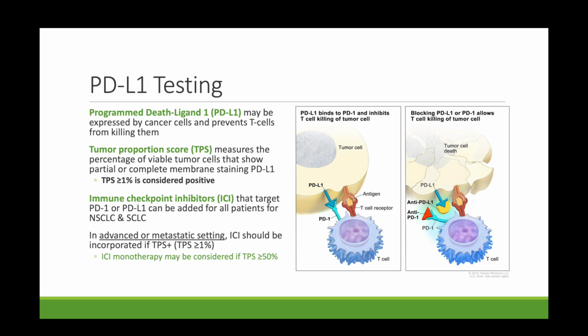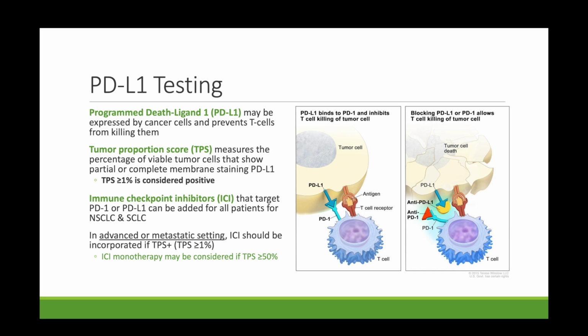And so these immune checkpoint inhibitors are utilized very commonly in both non-small cell lung cancer, and now we actually have data for using them for small cell lung cancer as well. And we employ these immunotherapies often in the neoadjuvant setting, in the adjuvant setting. And for patients that have metastatic disease, if they have a TPS that's greater than or equal to 50%, then they may even qualify for just monotherapy with immune checkpoint inhibitors. So PD-L1 testing is very, very important.